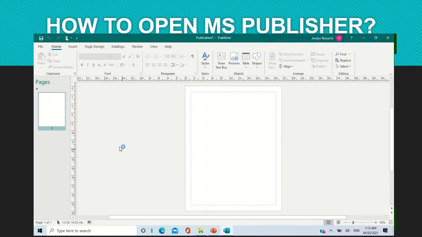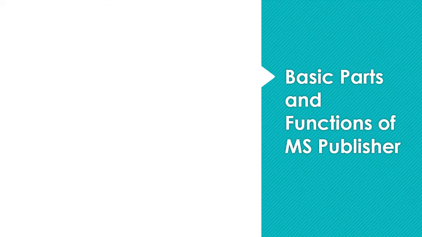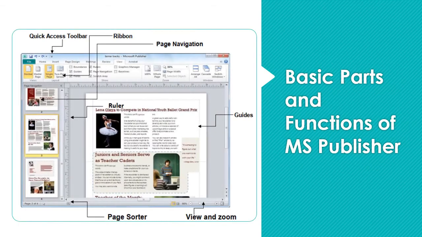Wait for it, and there you go. This will be now the face of the Microsoft Publisher. So what are the basic parts and functions of MS Publisher? So we have here the face of our MS Publisher, and we have the quick access toolbar, ribbon, page navigation, ruler, guides, page sorter, and then the view and zoom.